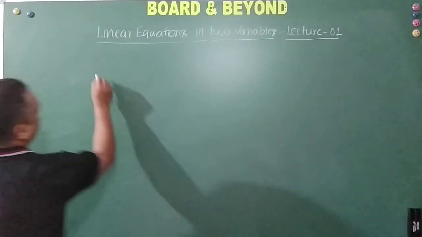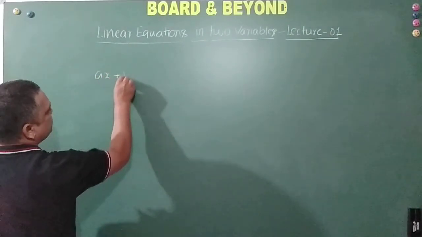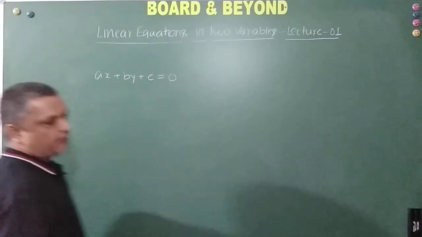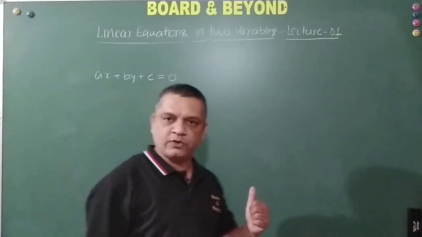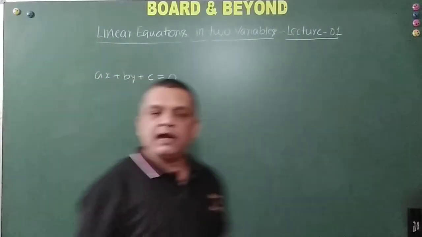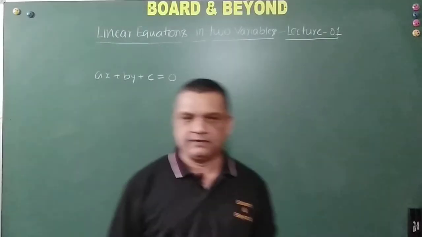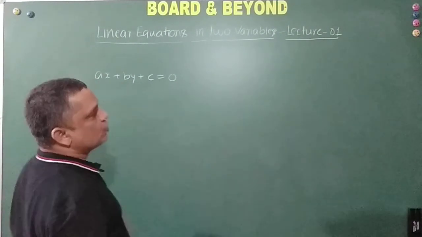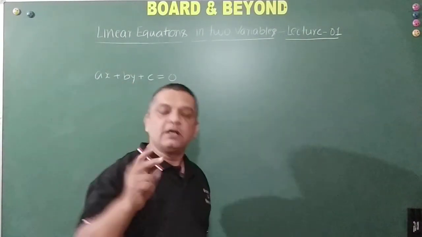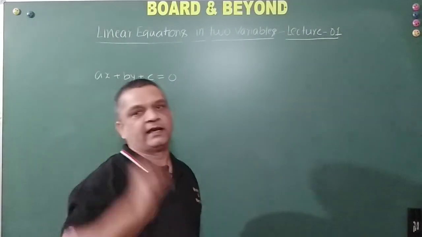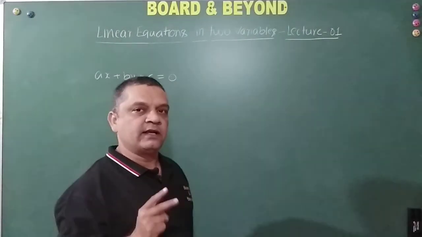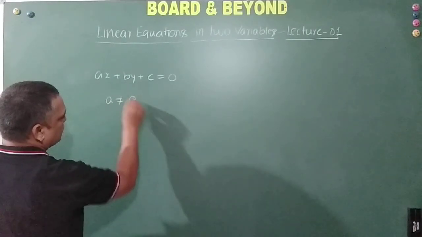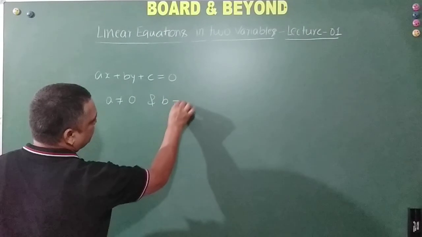Generic form: ax plus by plus c is equal to 0. This is the standard form of a linear equation in two variables, where x and y are variables and a, b and c are constants. Right friends? So this expression or equation is said to be a linear equation in two variables provided it meets two criteria. So what are those two criteria? a is not equal to 0 and b is also not equal to 0.